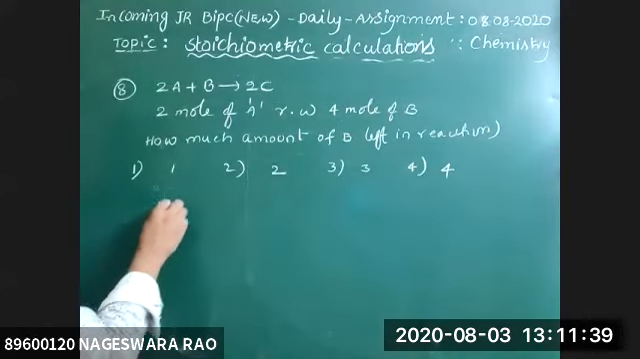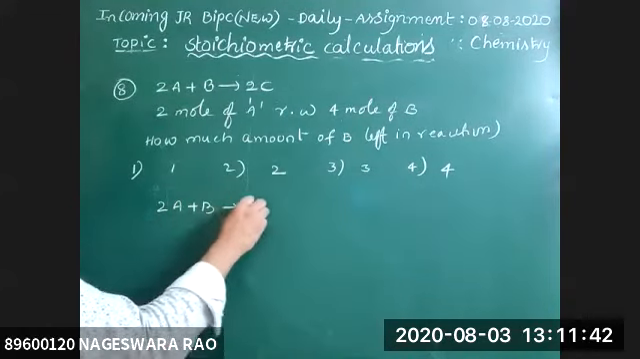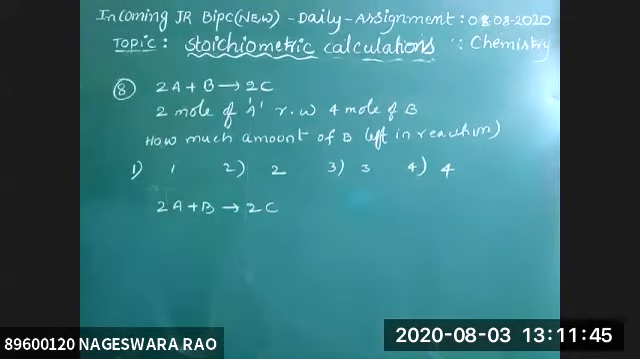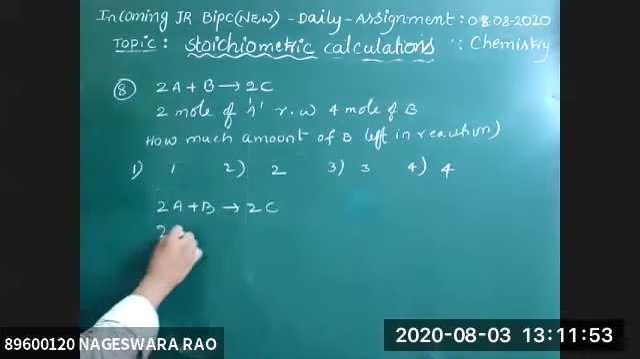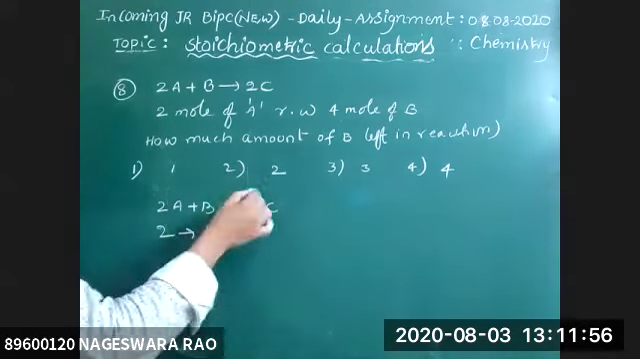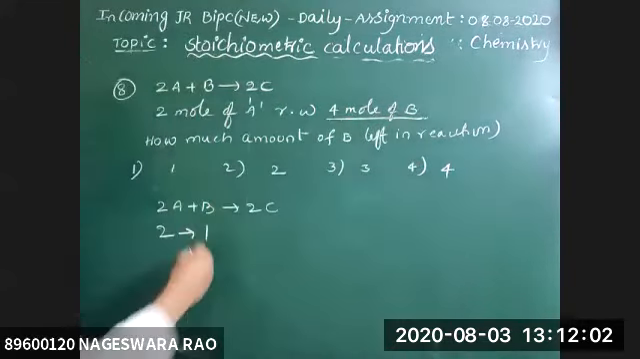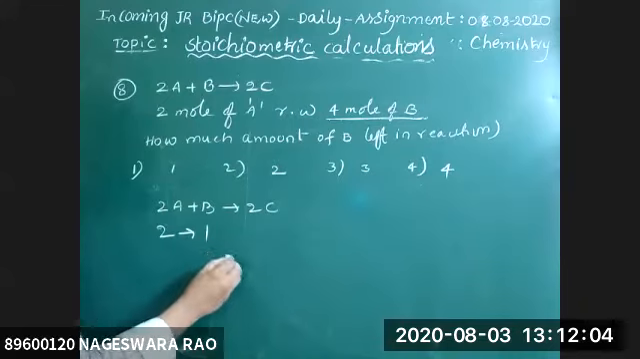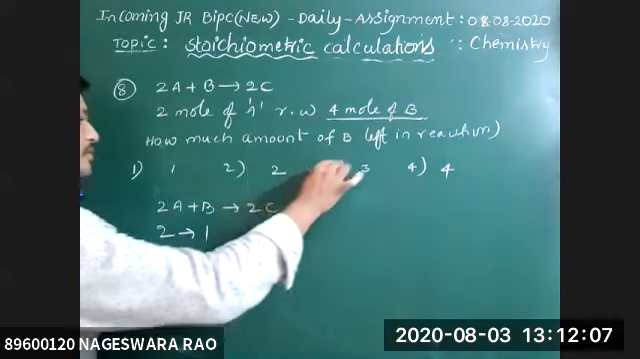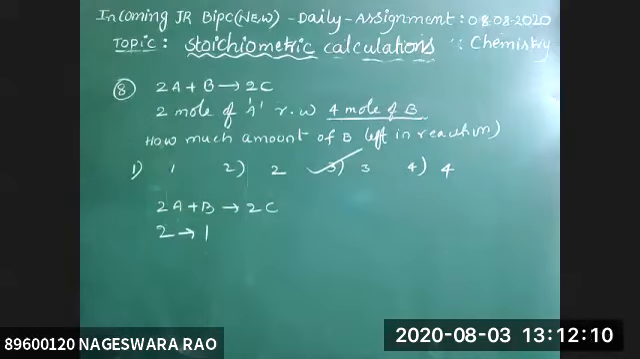According to the equation, 2A plus B gives rise to 2C. So 2 moles of A react with 1 mole of B. Here 4 moles are given. How many moles are given? 4 moles. Extra amount: how many moles are there, friends? 3 moles extra are there. So how much amount of B is left in the reaction? 3 moles of B left in the reaction. That means 3 moles are not consumed in the reaction.